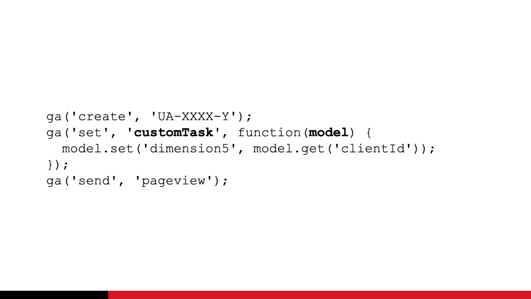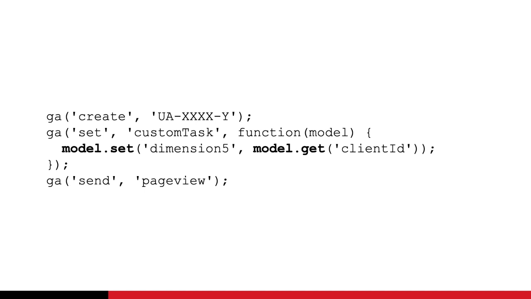So in this particular example, when custom task fires, we take the model object, we set a new field in it called dimension 5, which is custom dimension index number 5, and we set its value to whatever the value of client ID is in the model object. So model object has these fields. They are the same tracker fields you'll find in Analytics.js as field reference. You can get and set those fields dynamically directly in the model object.